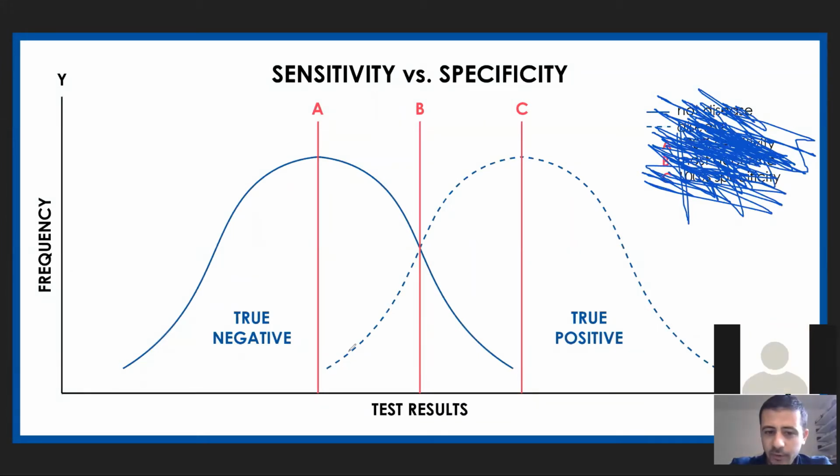What is the wrong number in here? Specificity? Sorry, I didn't hear anything. What is the false probability I'm reducing in here? False positive. I'm reducing false positive. Is that true? No.